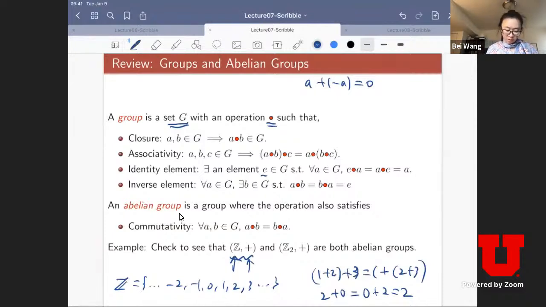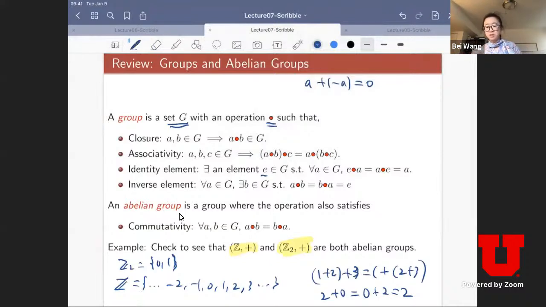So the set of integers with the add operation is a group, okay? So, of course, you can check this is also a group. This is much easier. Remember, Z2 is just 2 integers, 0 and 1, okay? And I'm going to see this with addition is also in the set, right?